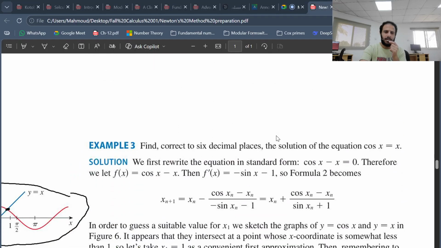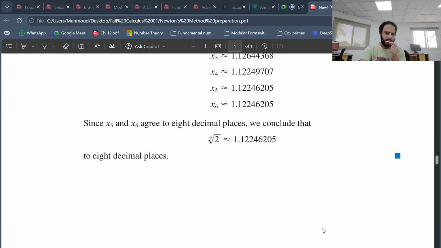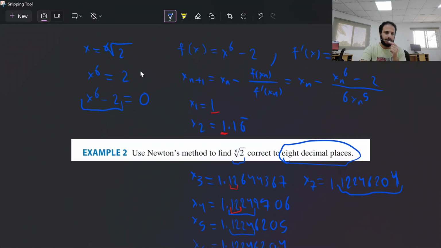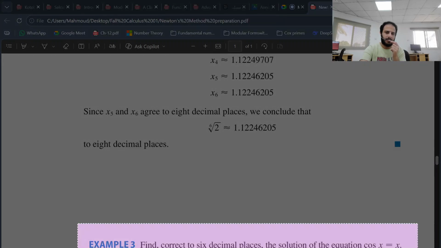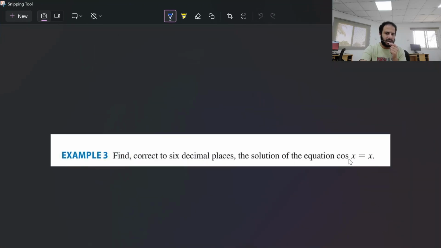Now let's see. This example here is very important. Cosine x equals x. See this one, cosine x equals x. This one is hard, right? Because we don't have a formula for it. But we can solve it easily by Newton's method, right?